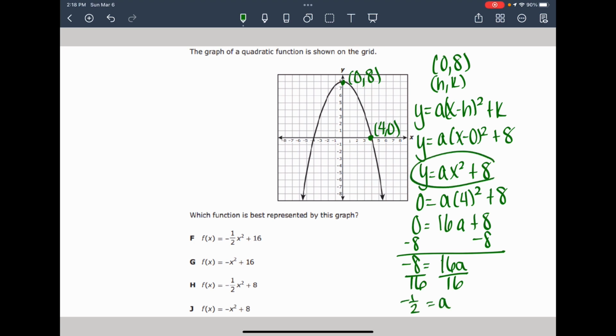So remember, this was the form of the equation I wrote. So now if I plug in negative 1/2 for a, I get y equals negative 1/2 x squared plus 8, which matches answer choice H.